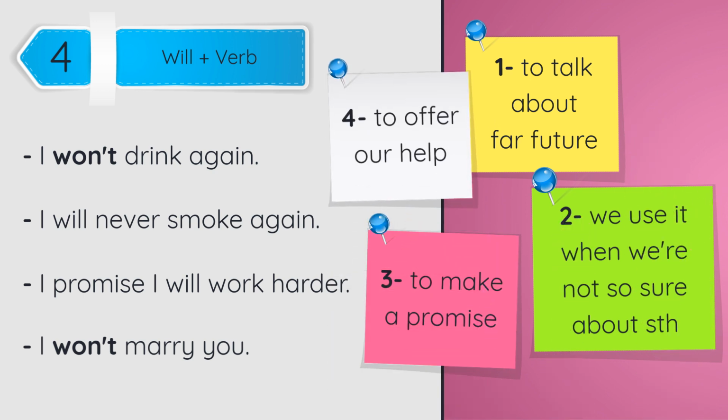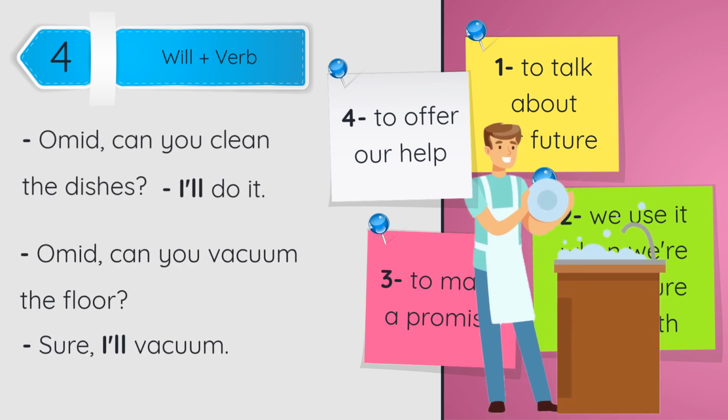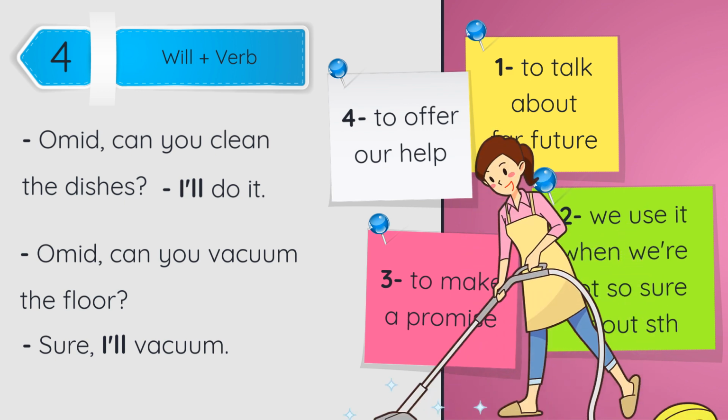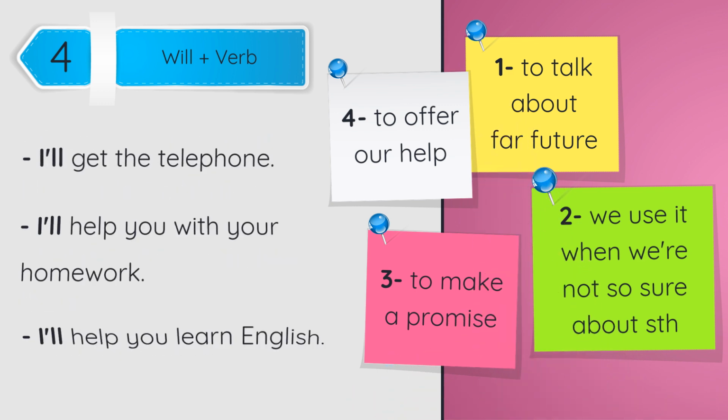Finally, we also use will for volunteering. Okay, when we want to volunteer for something, when we want to offer our help, we want to help someone, we can use will. So, for example, Omid, can you clean the dishes? I'll do it. Omid, can you vacuum the floor? Sure, I'll vacuum. I'll get the telephone. I'll help you with your homework. I'll help you learn English. I'm volunteering, and so I use I will.